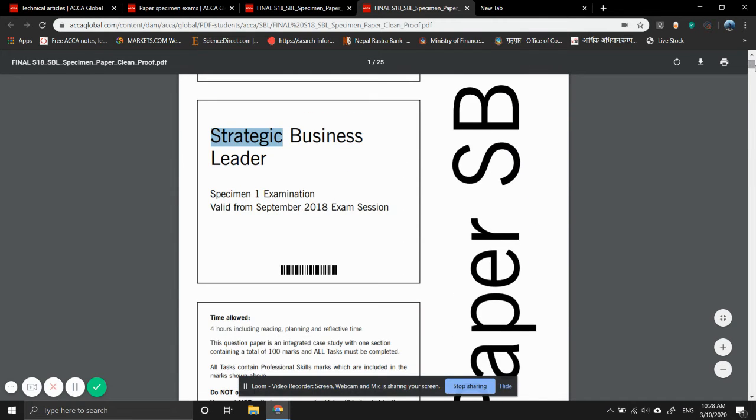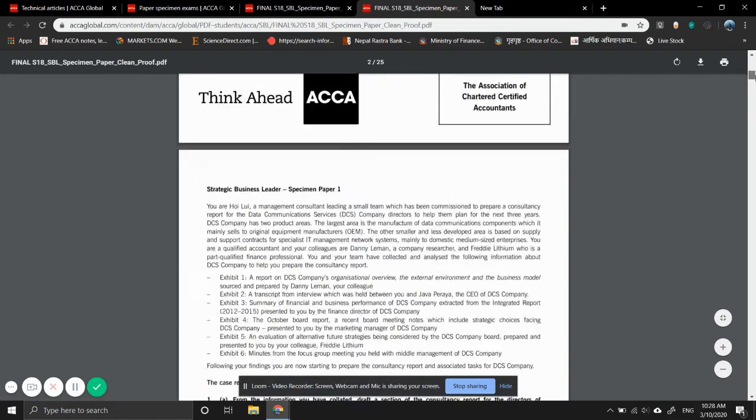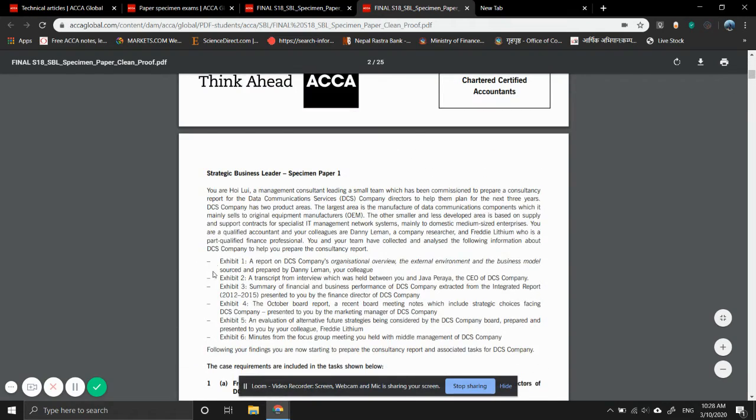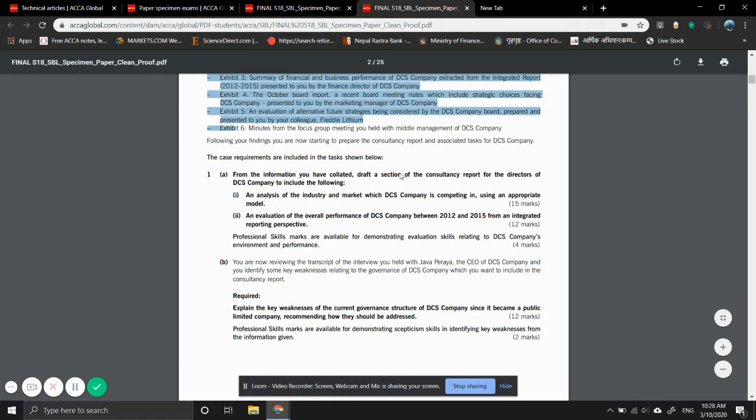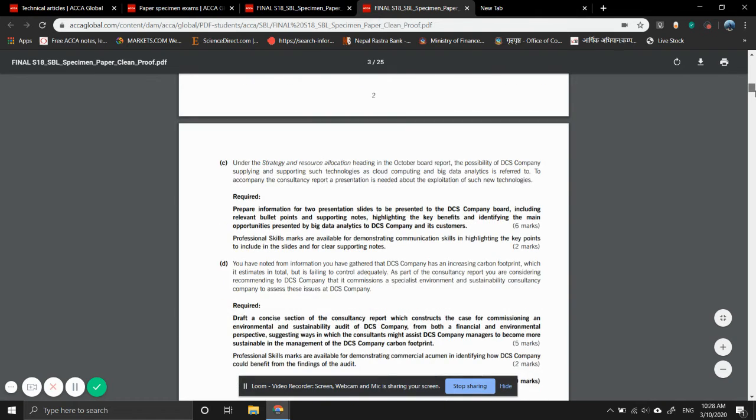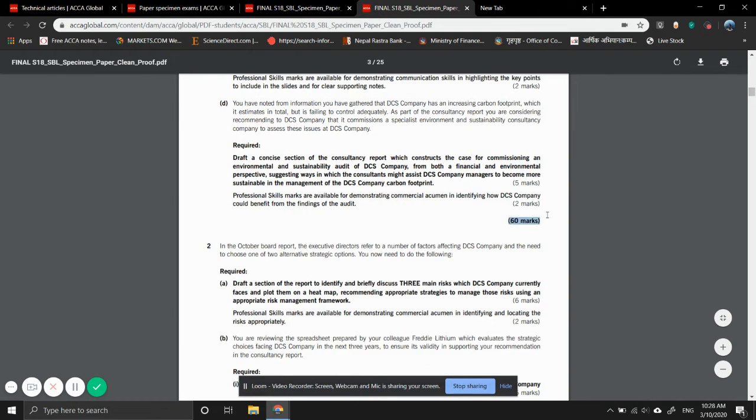So, what we've been given is that in question number one we've been given six exhibits, and based on that we need to complete the tasks given below. What are we required to find out? This is for 60 marks. The whole question is for 60 marks, one number question.